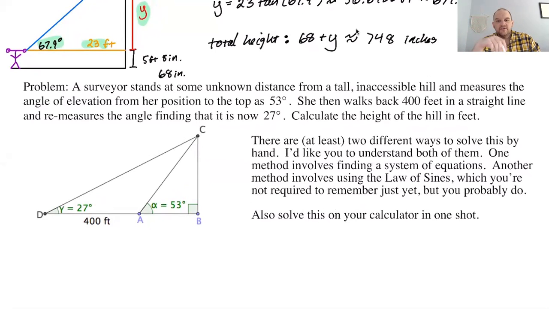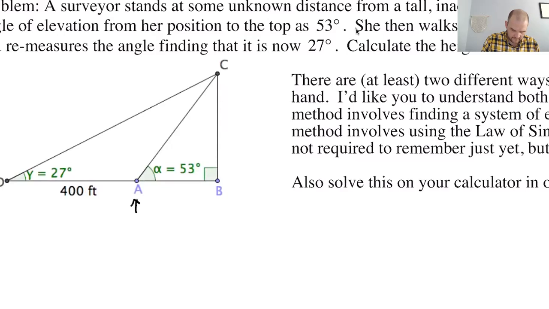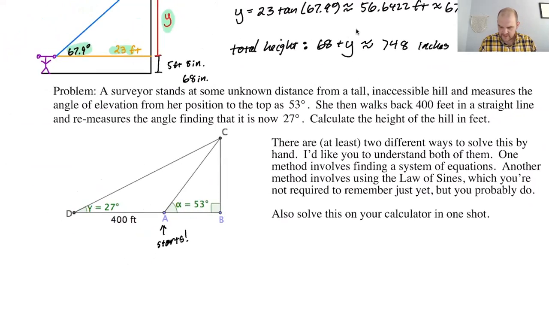A surveyor stands at some unknown distance from a tall, inaccessible hill and measures the angle of elevation from her position to the top to be 53 degrees. So this, at point A, I guess, is where she starts. And then what does she do? Then she walks back 400 feet in a straight line and remeasures the angle, finding that it is now 27 degrees.